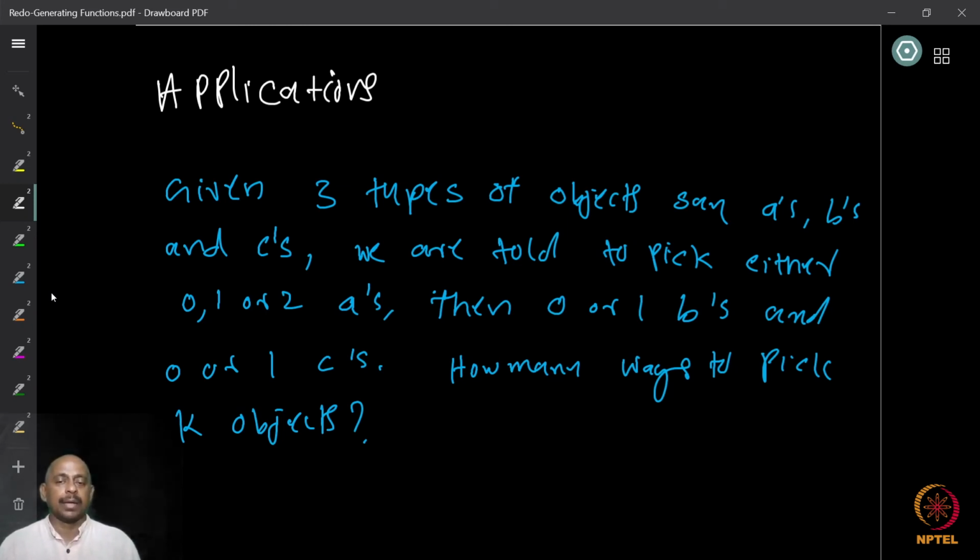Okay? Then you can ask how many ways to pick k objects from here. So whatever could be the objects, 3 types of objects are there: type A objects, type B objects, and type C objects. And you can pick either 0 or 1 or 2 A, 0 or 1 B, and 0 or 1 C. So how many ways can one do this for picking k objects?